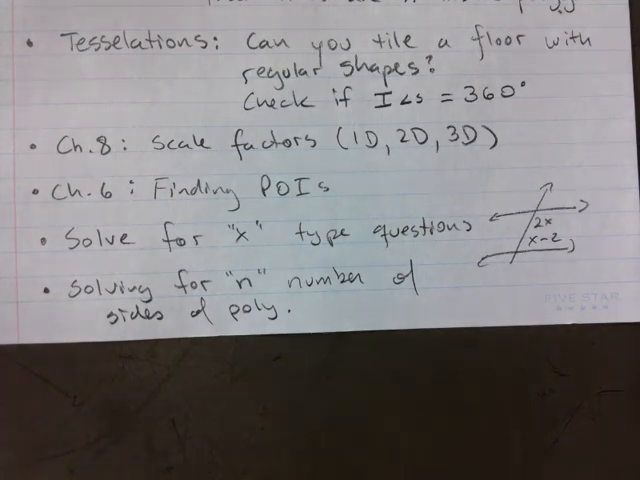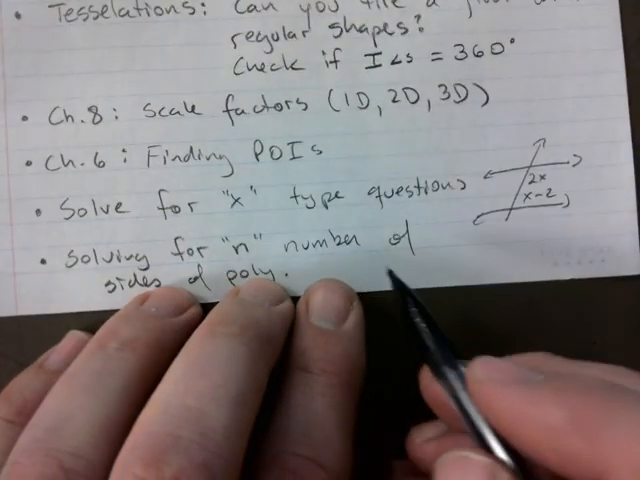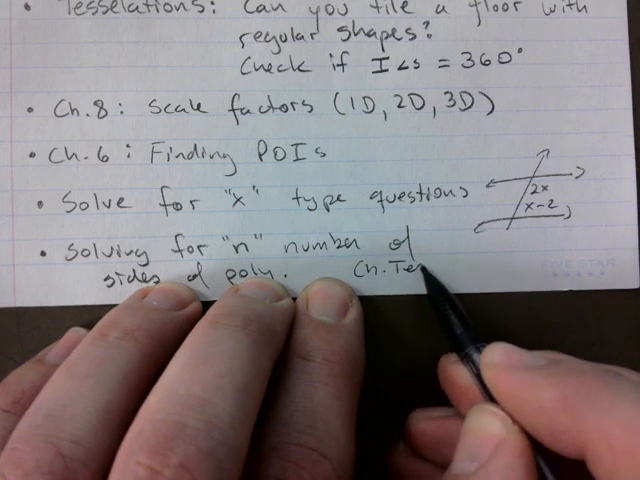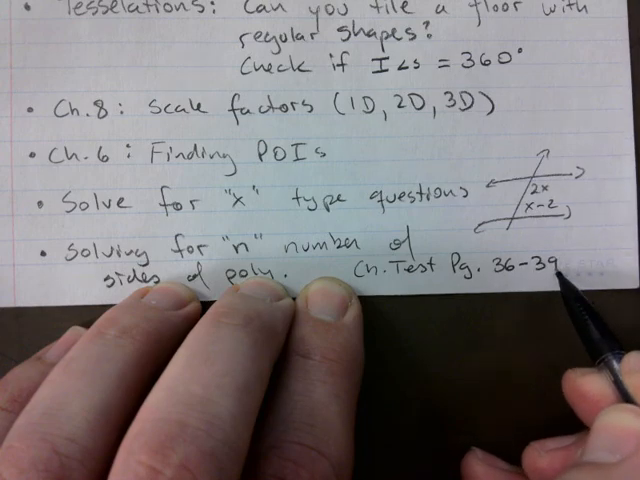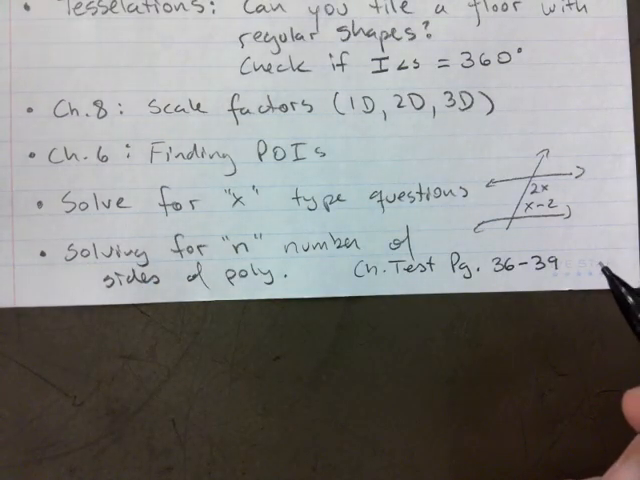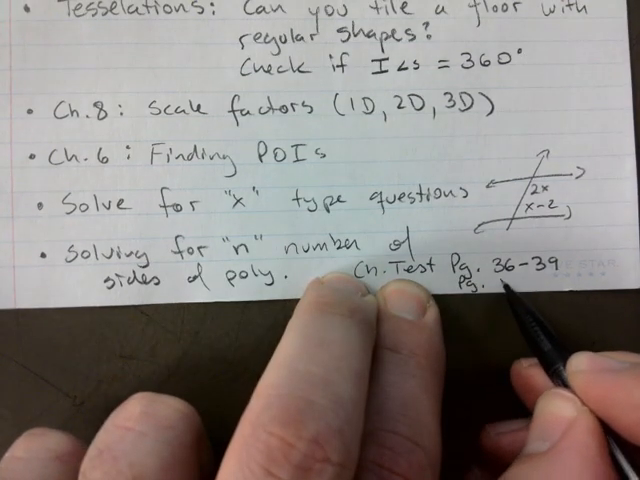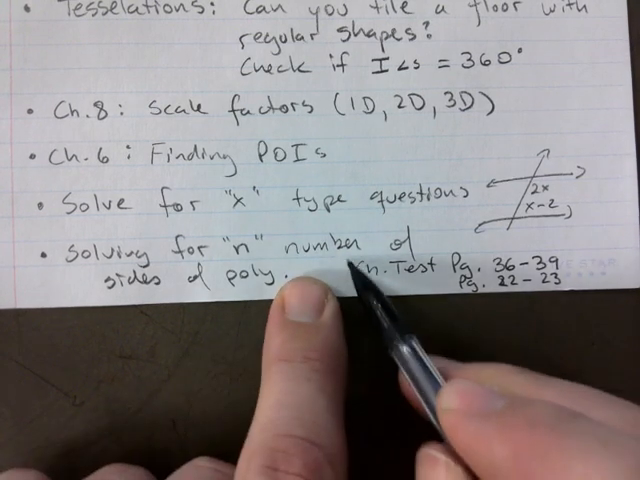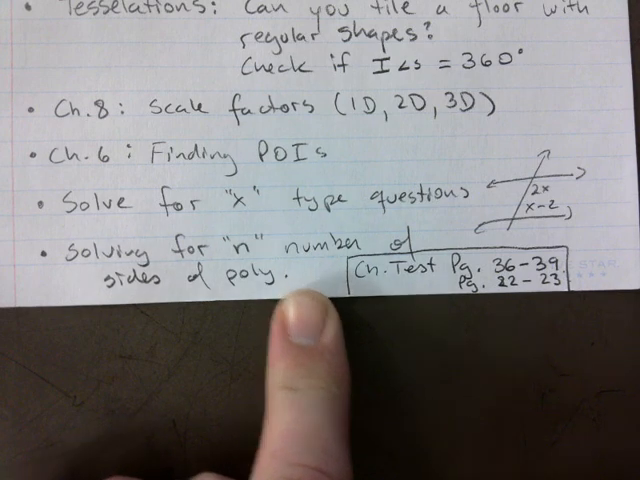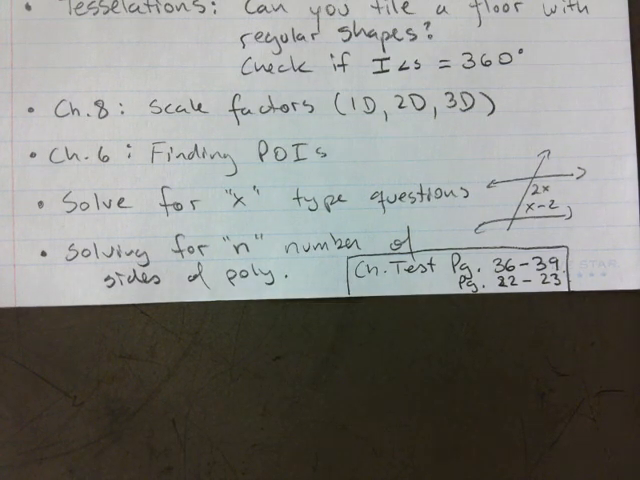And in that booklet, there's a test at the end, like a chapter test. Page 36 to 39. Chapter test, page 36 to 39. That one is a very good one. And page 22 to 23, which has inscribed shapes, right? So if you want to practice a little bit more of your inscribed skill, then that's where you get it.